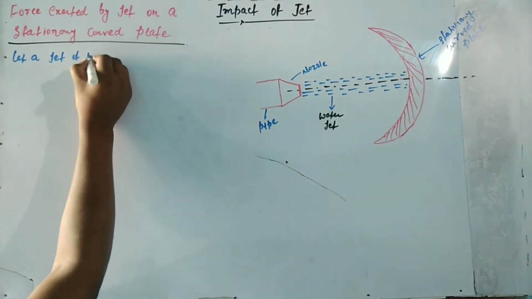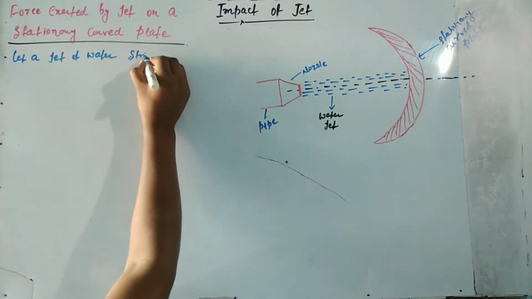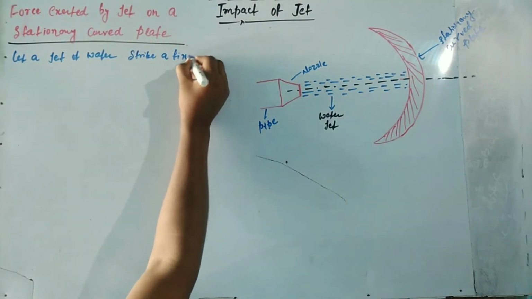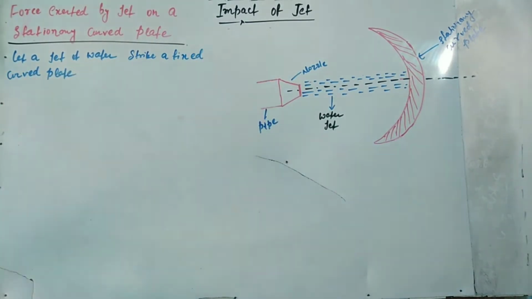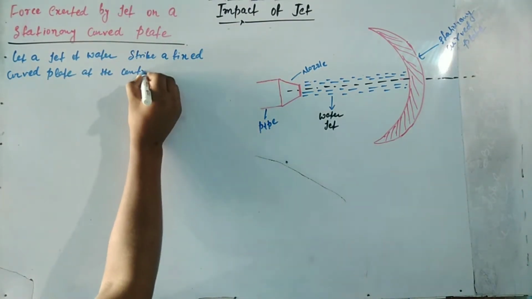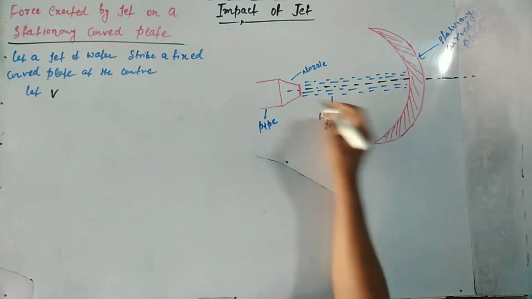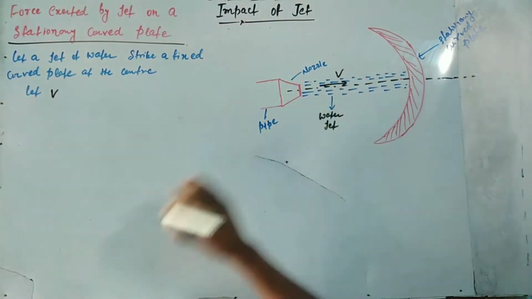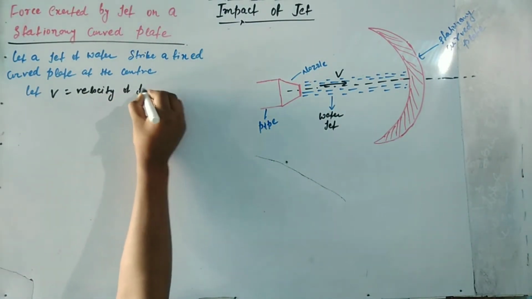For this, let a jet of water strike a fixed curved plate at the center, and let the velocity of the jet be equal to v. So v equals the velocity of the jet.